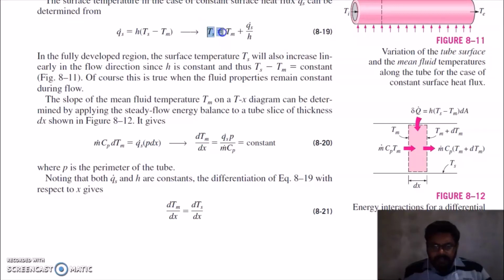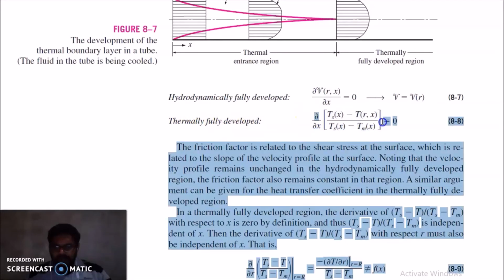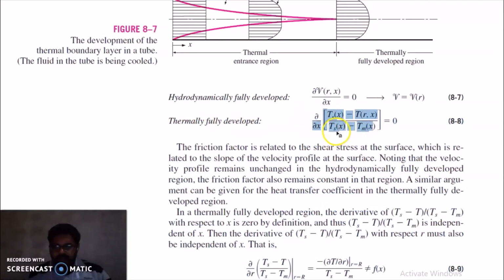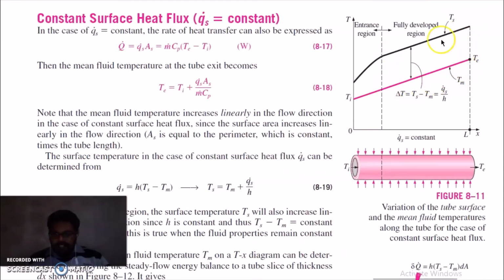Now take the derivative of this equation. When you take the derivative, you will get this value here: dTm by dx is equal to dTs by dx. For the thermally fully developed region, this is one more condition which you can consider here. So this is your dimensionless temperature profile. When you take the derivative, it must be equal to 0 for the fully developed region. So this region is your fully developed region.